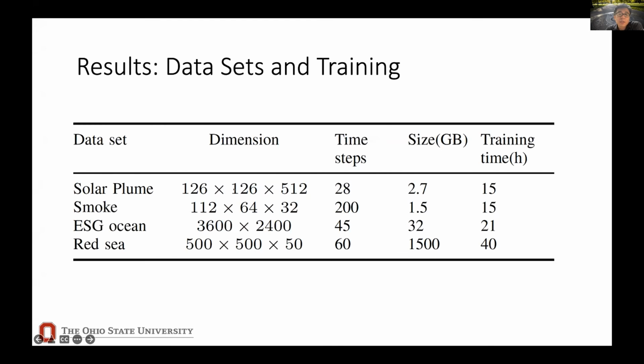For example, in our model development, for this 126 by 120 by 512 example, the solar plume data set, it took us 15 hours to train. When we got the Red Sea data, I believe this is earlier CSIG-VIS context data, it takes more than 1 day, but this is the cost I think everybody now has to pay if you want to use a neural network approach.